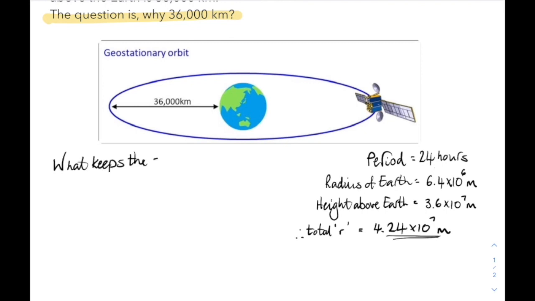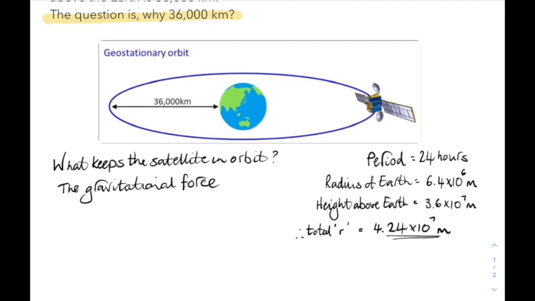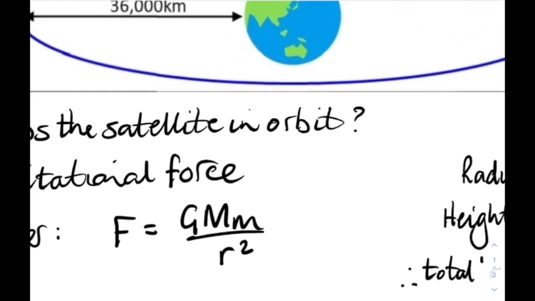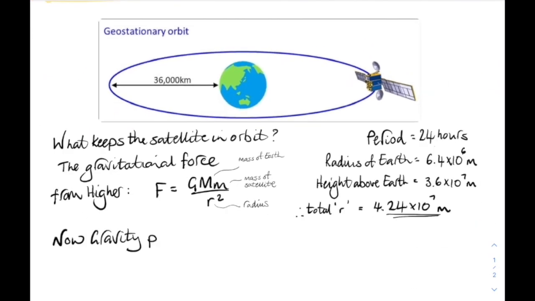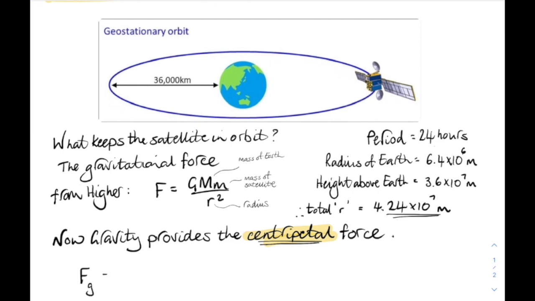Now, what is it that's actually keeping the satellite in orbit? Well, it's the gravitational force of attraction. And from your Higher work, you should remember the relationship F equals GMm over r squared, where, in this case, big M is the mass of the Earth, small m is the mass of the satellite, and r is the distance between the two of them, or the radius of the orbit of the geostationary satellite, and F is the gravitational force of attraction that is providing the centripetal force to keep the satellite moving in a circle.